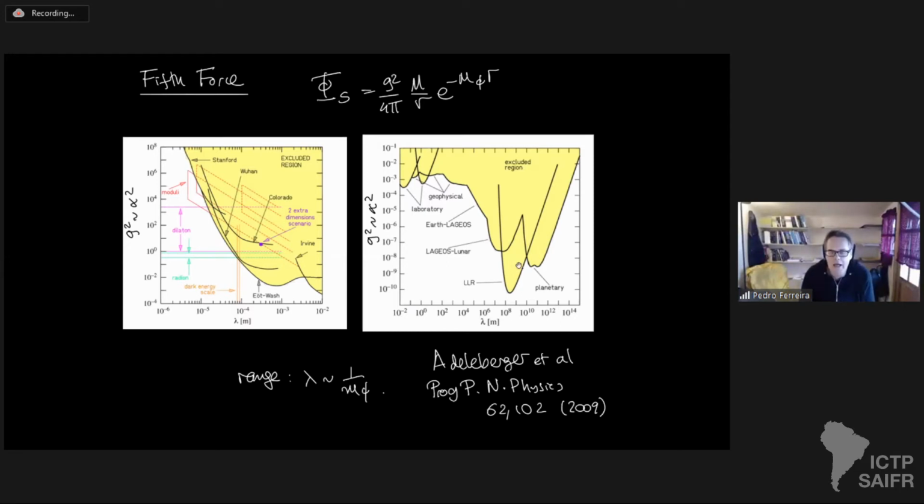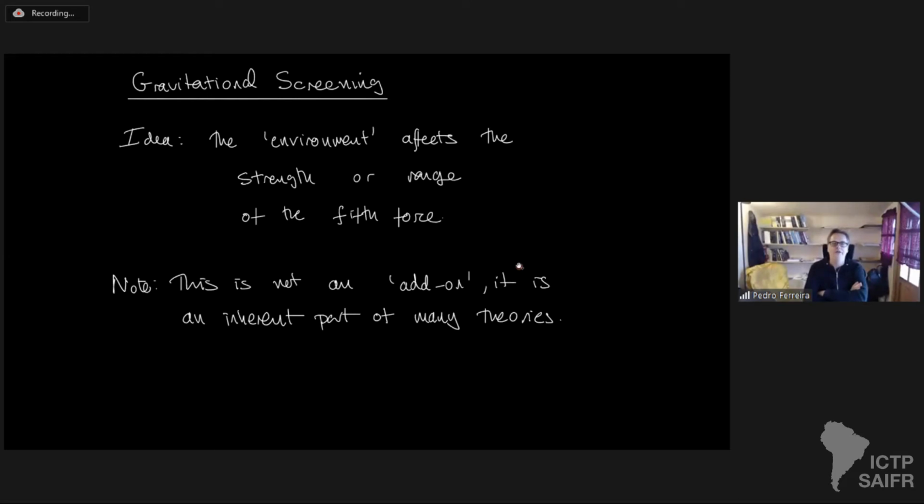So why look at these extensions to general relativity if the data on large scales, and by large scales I mean solar system scales, is already indicating that there are no fifth forces? Well, the idea is that fifth forces aren't that simple, that a constraint on a fifth force in one regime is not the same as the constraint of a fifth force in another regime.